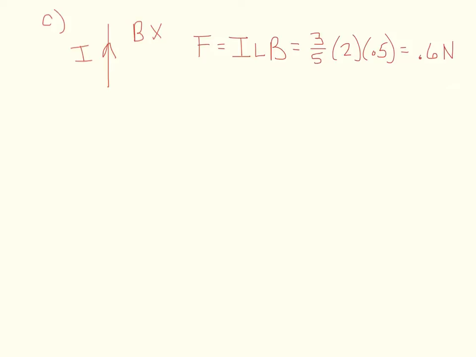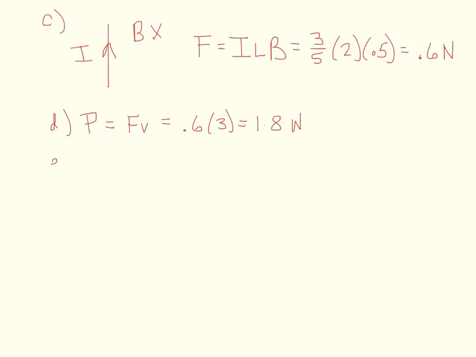And for part D, they ask us for the power, the rate at which work must be done to keep the loop moving at 3 meters per second. If you remember from physics last year, when you're pulling something at a constant velocity, the power required to do that is equal to force times velocity. That's because it's work over time, but work is force times distance, and distance over time is velocity. So if we take our force of 0.6 newtons and our velocity of 3 meters per second, we get a power of 1.8 watts.